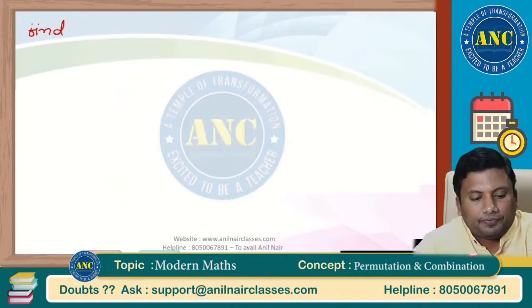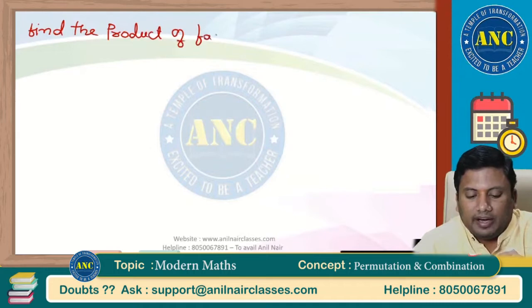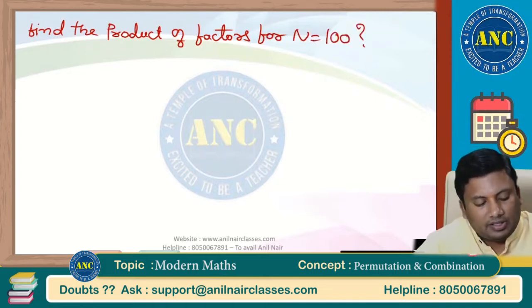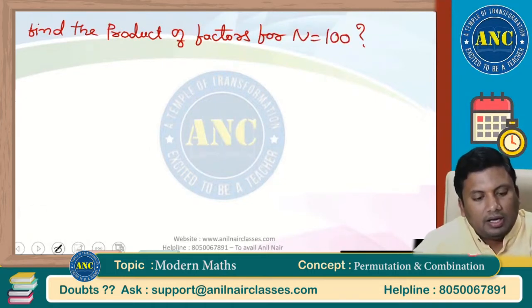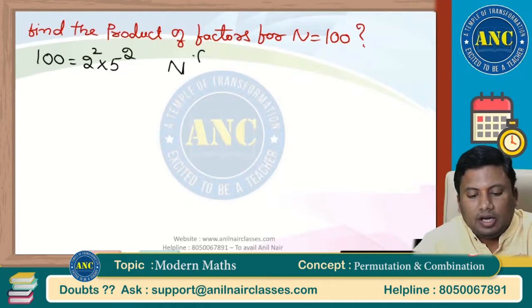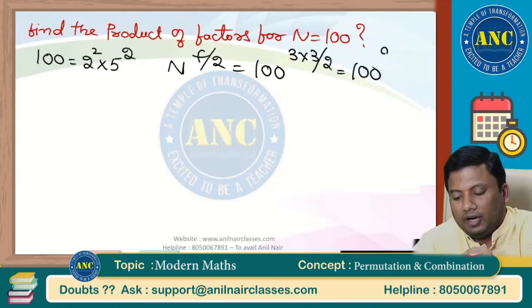Find the product of factors for n equal to 100. Answer: 100 is 2 square into 5 square. So the answer is number power number of factors by 2. So it is 100 power 3 into 3 by 2. Answer is 100 power 9 by 2.